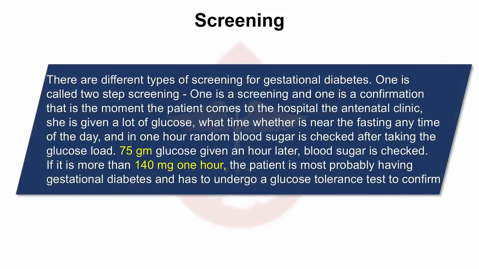The screening criteria, there are different types of screening for gestational diabetes. One is called 2-step screening. One is a screening, one is a confirmation. That is, the moment the patient comes to the antenatal clinic, she is given a glucose load, any time of the day, it need not be fasting, and 1 hour later blood sugar is checked. 75 gram glucose given, and 1 hour later blood sugar is checked. If it is more than 140 milligram at 1 hour, the patient is most probably having gestational diabetes and has to undergo a glucose tolerance test to confirm it.